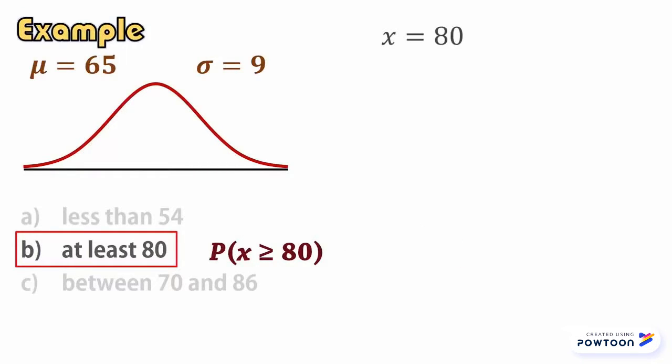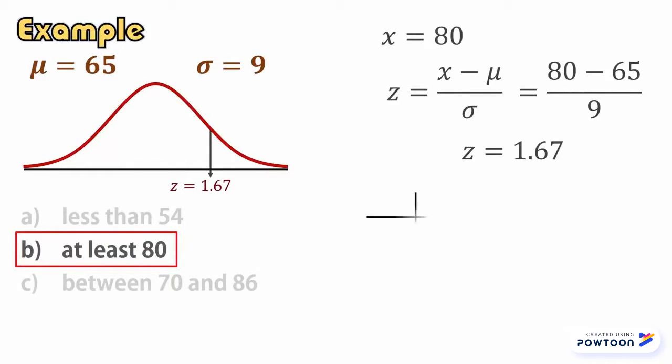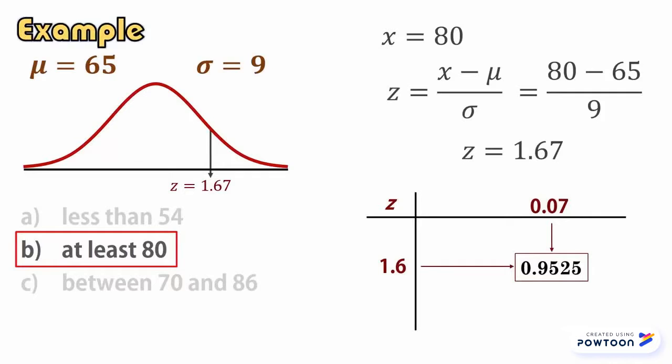So for X equals 80, Z equals 80 minus 65 divided by 9, and that gives 1.67 to 2 decimal places. When we look that up in the Z table by checking 1.6 under 0.07, we find 0.9525, which is the area to the left of Z here.